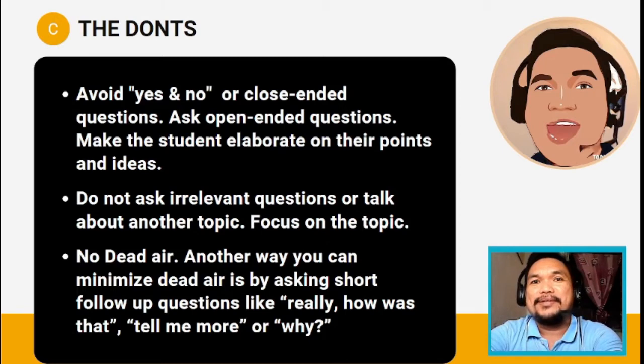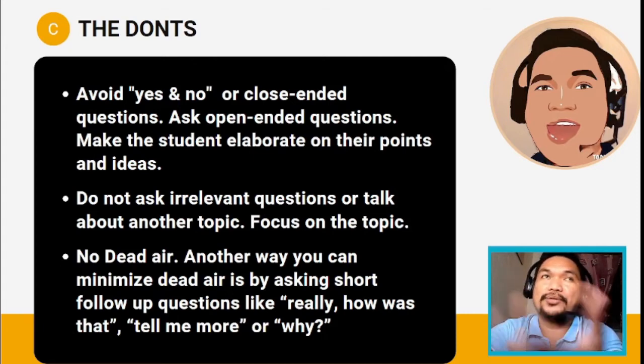For example, the student likes basketball. Don't say, "Do you like basketball?" Really? It's a close-ended question, so the student would just say yes. How do you ask an open-ended question? Since he likes basketball, you can say, "What got you interested in playing basketball?" He will have a lot to say. Or you can ask, "Who is your favorite basketball player?" Make the student elaborate on their points.